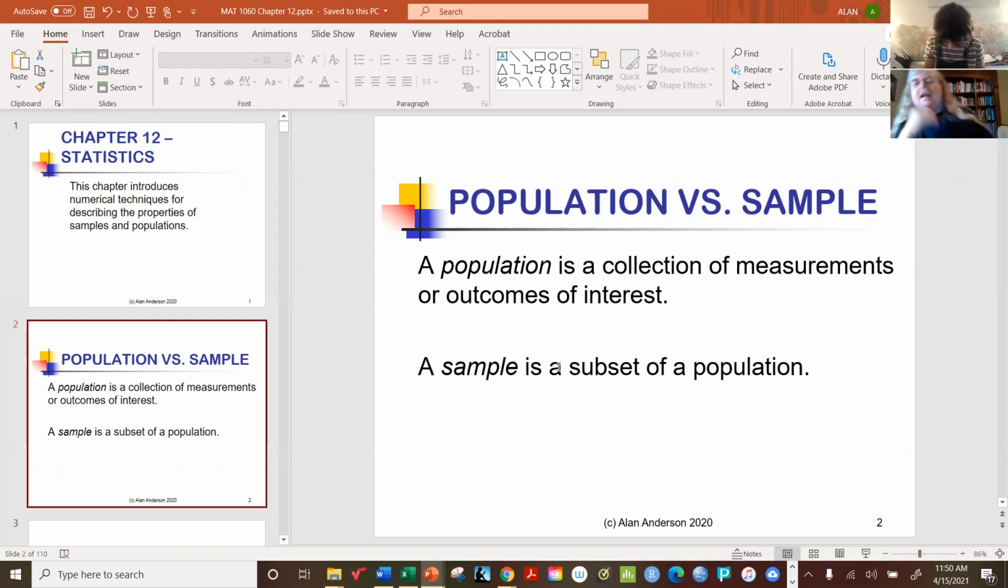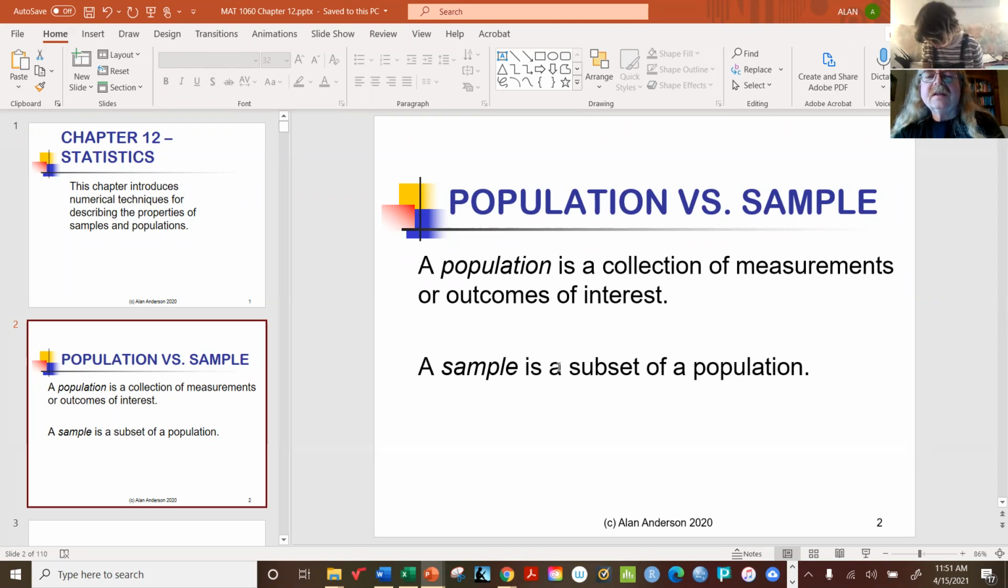Now, you've heard those words before, and you probably have a pretty good idea of what they mean. But in statistics, we don't normally use the word population to represent a group of people, but instead, what we're interested in is measurements or numbers or something that describes the characteristics of people rather than the people themselves. For example, we may be interested in studying their ages or their heights or their weights or their incomes or how far they drive to get to work. That kind of thing is what we might be studying. And so the population is a collection of measurements or outcomes of interest. A sample is what we will call a subset of that population.